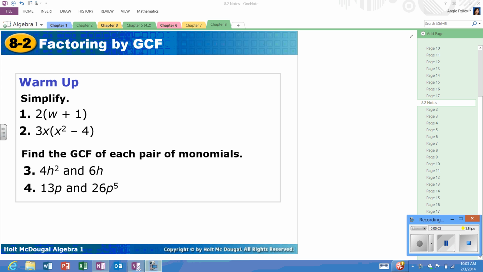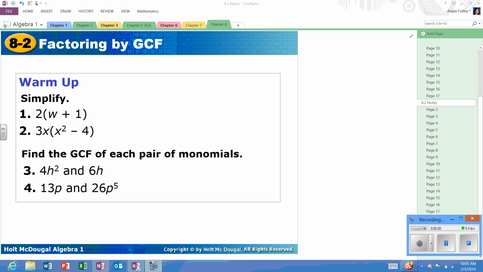Okay, so this is Algebra 1, Lesson 8.2, Day 1. So I'm splitting the 8.2 notes up into 2 days. So this is the first day of the notes, and we're talking about factoring the greatest common factor out of a polynomial in this first section. So let's start with our warm-up.